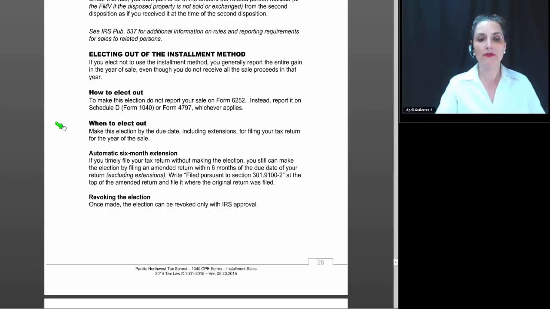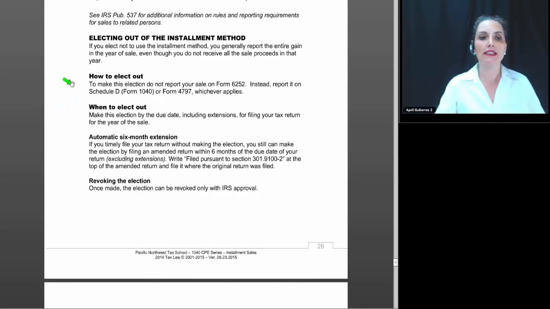And the very final closing paragraph of today's course is what happens if you sell under an installment method but you don't want to report under the installment method. You could have an installment sale but not report under the installment method. To do that, though, you would have to elect out of the installment method. If you elect not to use the installment method, you generally report the entire gain in the year of sale, even though you do not receive all sales proceeds in that year. How do you elect out? Well, if you make this election, you do not report the sale on 6252. Instead, you report the entire sale either on Schedule D or Form 4797, whichever applies.